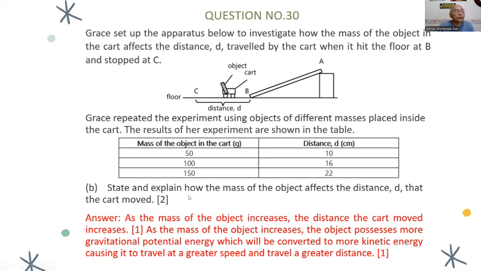Okay, so this is what I mean. You need to be very clear what they want. They want you to state the pattern and they want you to explain. So stating the pattern, 1 mark only. You must also explain, and the explanation is like that. So the more mass means more gravitational potential energy, and with more gravitational potential energy, more kinetic energy is produced, and more kinetic energy causes the cart to move further. Okay, so this is question 30.